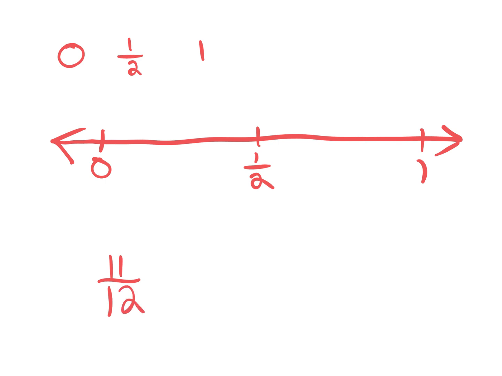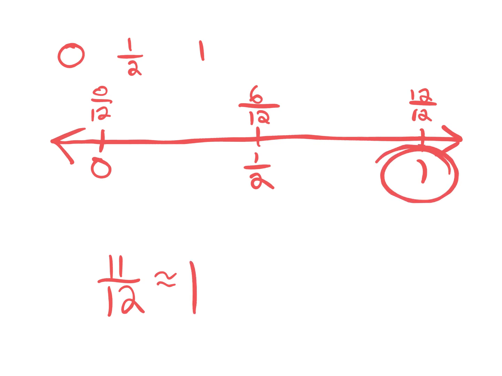11/12 is close to, make your guess. Okay, if you said, well, I know 0/12 would fall under 0. I know that 1 would be 12/12. So this would be 0/12. This would be 12/12. And then this one, you just do half the denominator. So what's half of 12? 6. So 11/12 would definitely be close to 1.